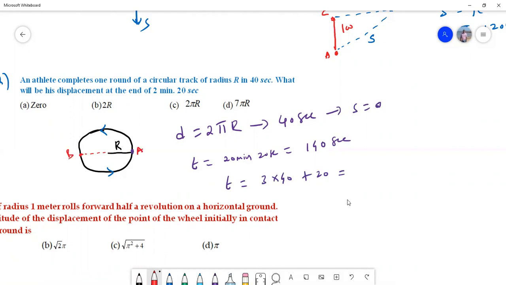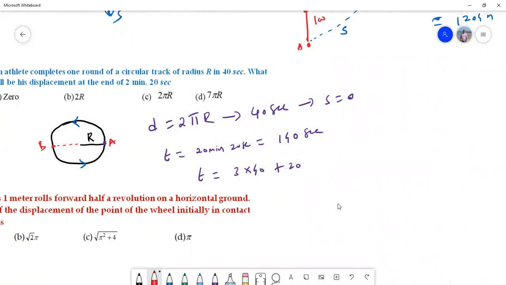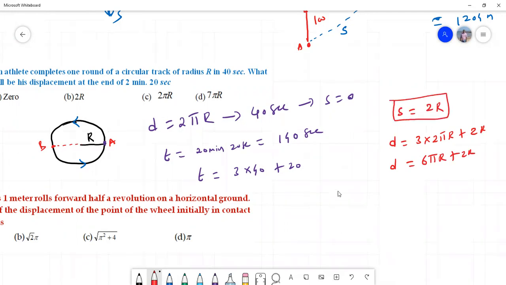So we can say that after 2 minutes, that is 140 seconds, his displacement is 2r. Suppose if they ask you distance, but here he is asking only displacement. So what is the distance? One round is 2 pi r. So total 3 into 2 pi r plus 2r. So distance is 6 pi r plus 2r. But look at displacement. How much is the displacement? Only 2r. Why is it only 2r?